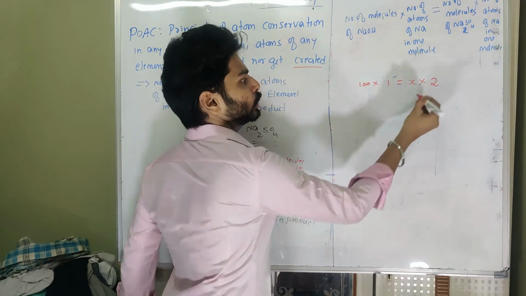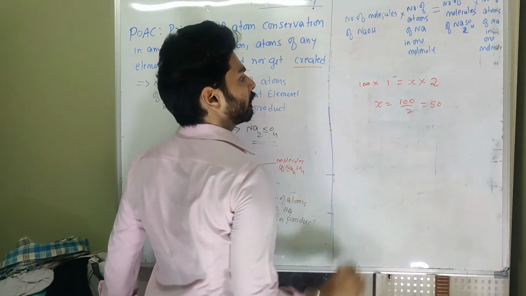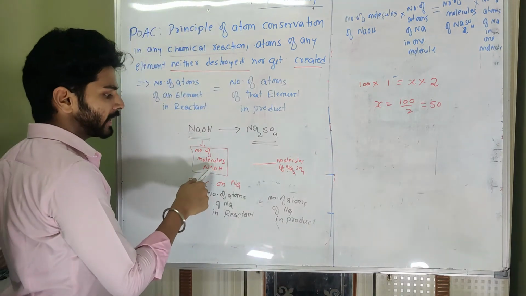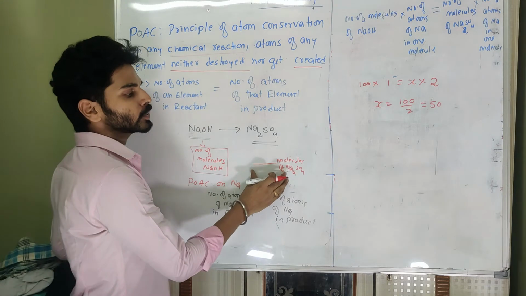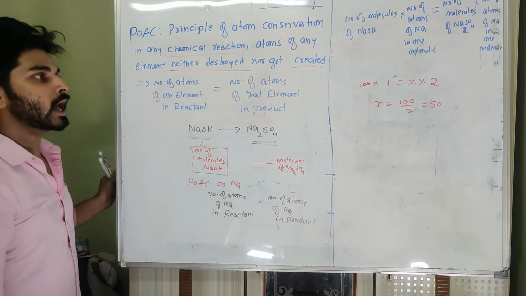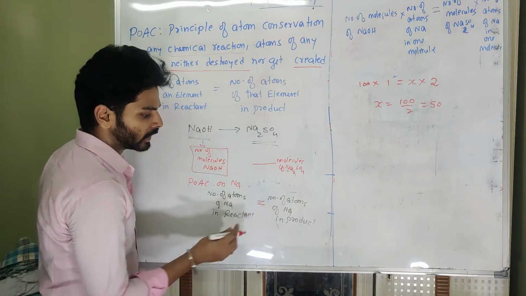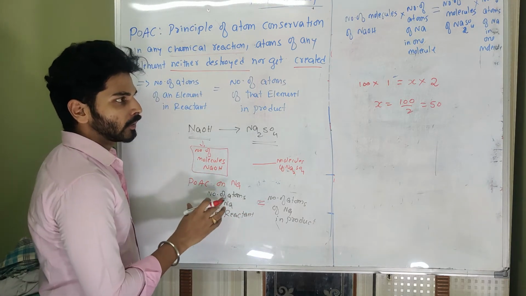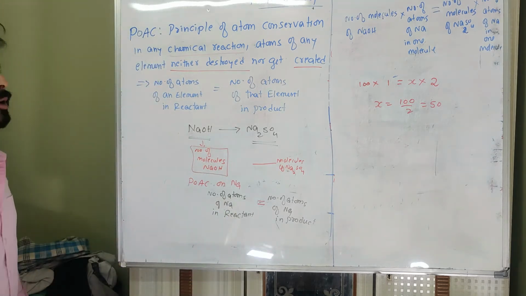So I can say 2, then X is equal to 100 divided by 2. That means when 100 molecules of NaOH completely react to give product, 50 molecules of Na2SO4 must form. Why did we get this? Because we have equated the number of atoms of sodium present in the reactants to the number of atoms of sodium present in the product.